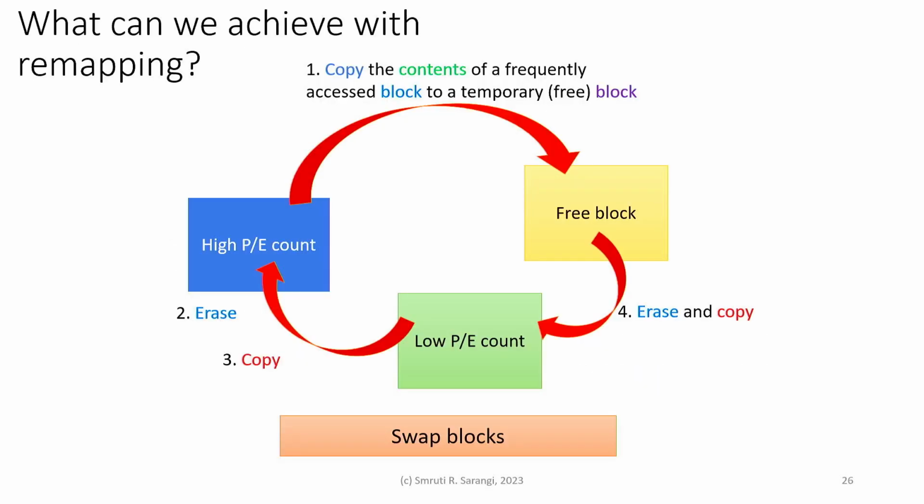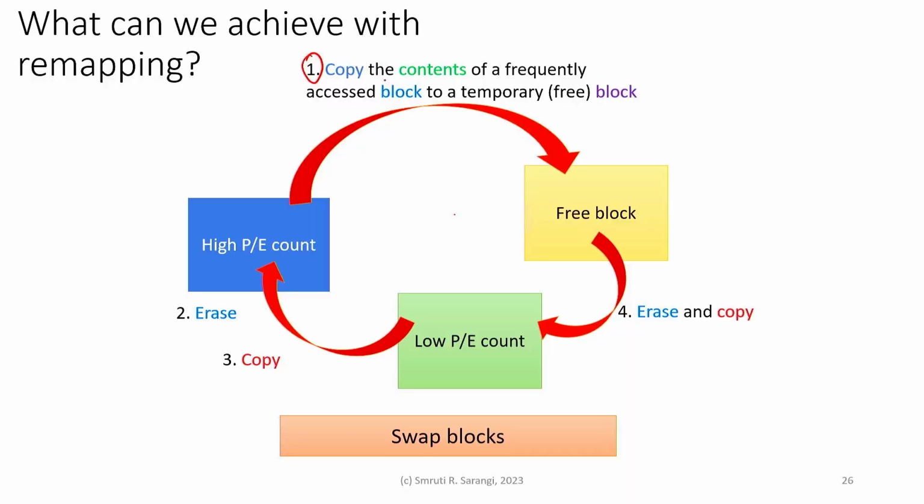So here I have a simple diagram. Kindly look at 1, 2, 3 and 4. 1 is step 1, 2 is step 2. So when I see that a certain physical block has a very high PE count, PE count is program erase count, I would like to map it to some other logical block which has a low PE count, which is infrequently used, and move this to some other physical place which has not been used a lot. So what I can do is I copy the contents of this frequently accessed block to a free block, which is used as a scratch pad, a temporary area.